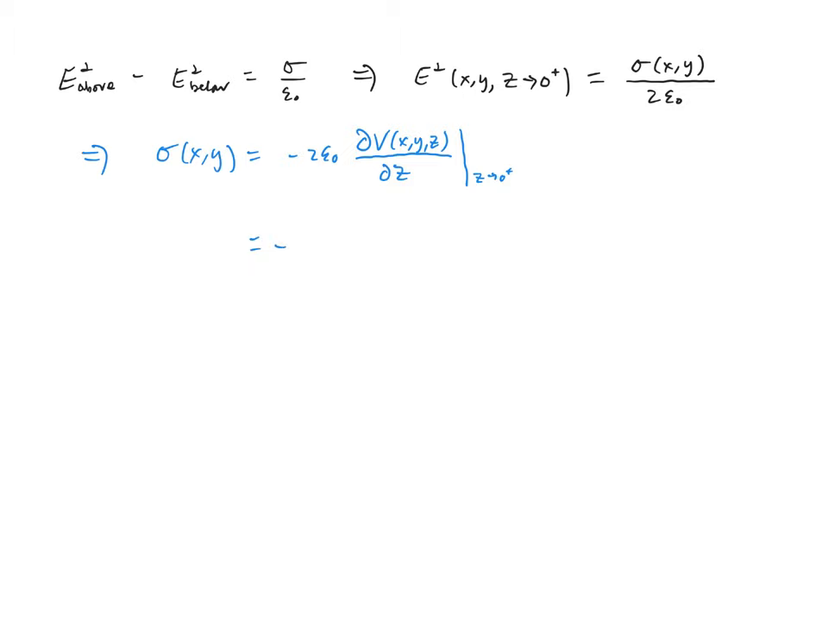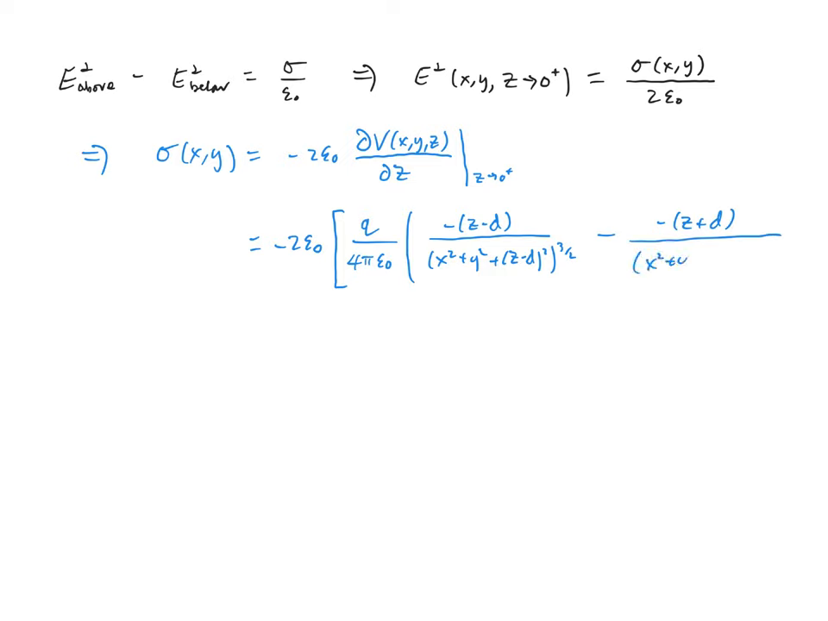It's a bit of a pain, but I leave it up to you to convince yourselves this is the case. We have two terms, so we have two derivatives to do. And we get this. And then the second term is on the top, z plus d, and on the bottom, z plus d squared.